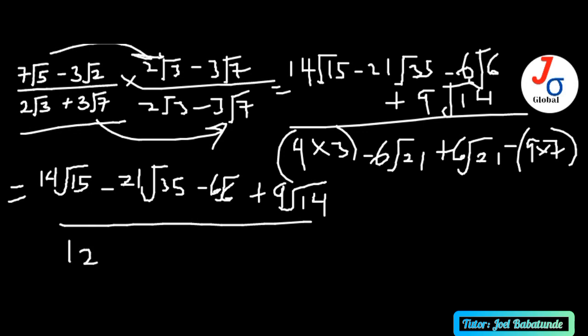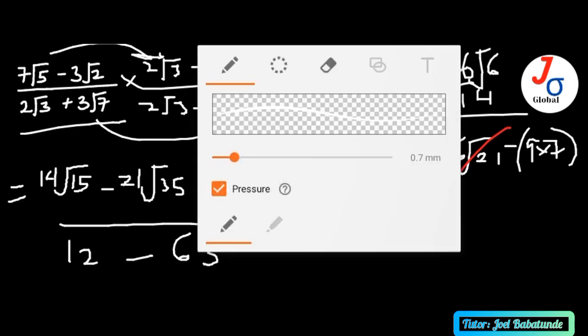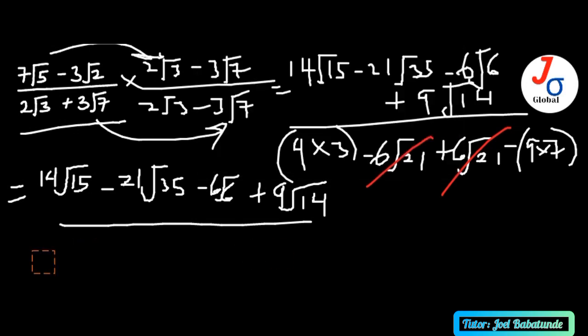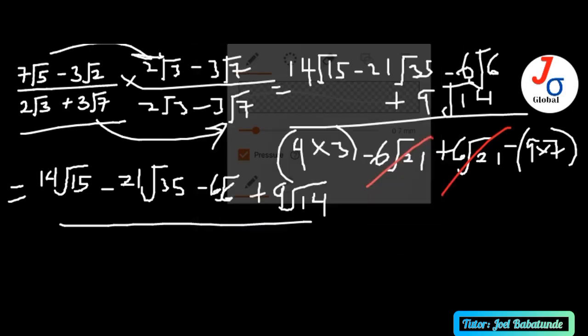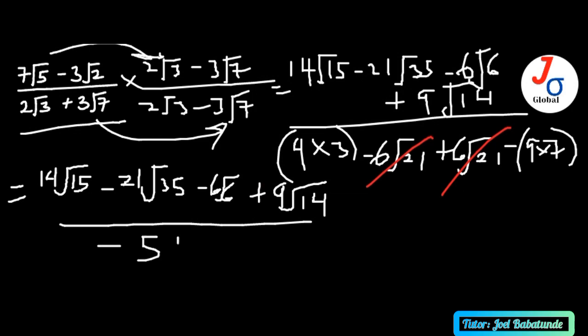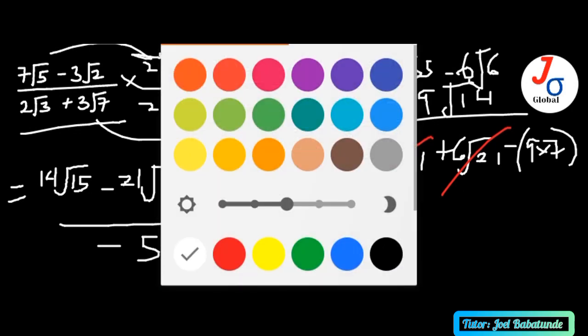then this is the same, plus and minus, minus 6 root 21 plus 6 root 21, that's gone, then minus 9 times 7 is actually 63, and since the numerator is still going to be the same, I'll just erase this. So here's 12 minus 63, and what's 12 minus 63? That's minus 51, minus 51, and so this is our final answer.